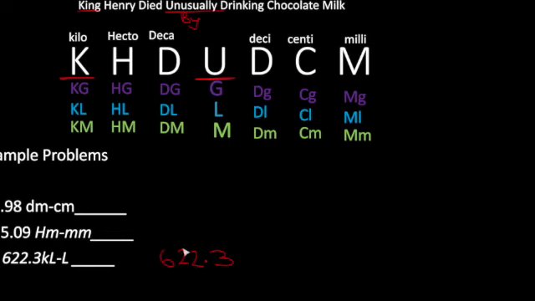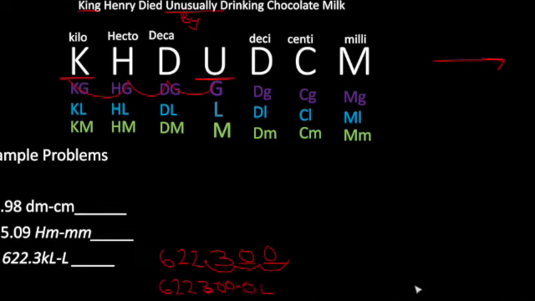So let's do this. We're going from kilo to liter. We're going 1, 2, and 3. We're also going to the right here. We have 1, 2, and 3, so we're going to move our decimal point 3 times. Over here, we don't have enough spaces, so we're going to draw our lines as well. So we have 1, 2, and then 3. Then our answer would be 622,300.0 liters. That would be our answer for the last problem.